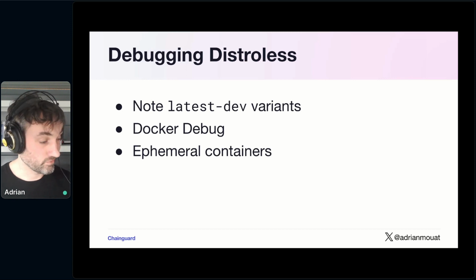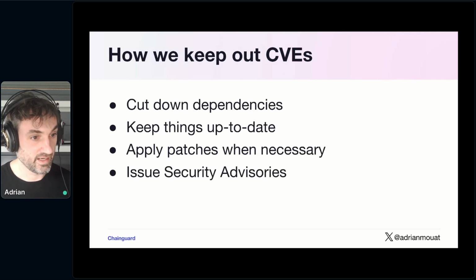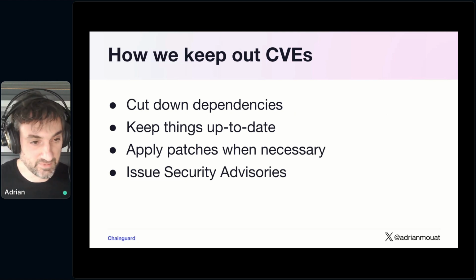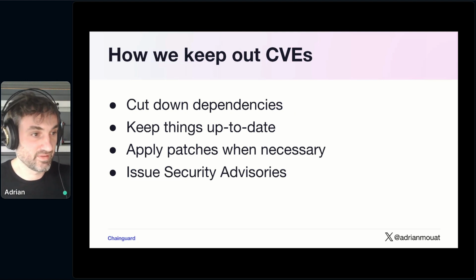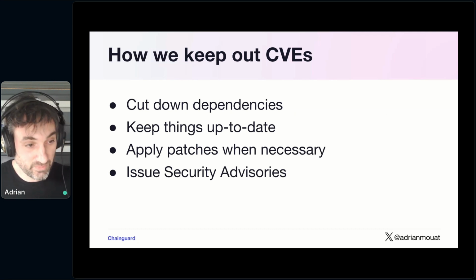Yeah, so we've been through the dev variants, which include a package manager and shell, Docker debug, which can be really useful, and ephemeral containers, which is the Kubernetes equivalent of debug, really. One thing I want to quickly go through is how we keep out CVEs. I think there's some understandable curiosity about how we manage to get to 0 CVEs when other people don't. And this is what it comes down to.